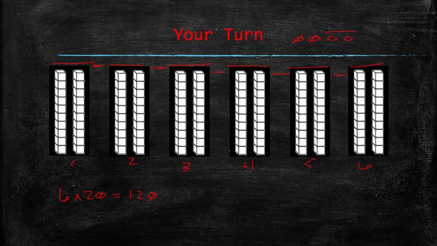So back to the problem. We have 6 total sets. Each one has 20 in it. That's how I got 120. You may have also put 1, 2, 3, 4, 5, 6, 7, 8, 9, 10, 11, and 12. Some of you all may have put 12 times 10, and that also equals 120.